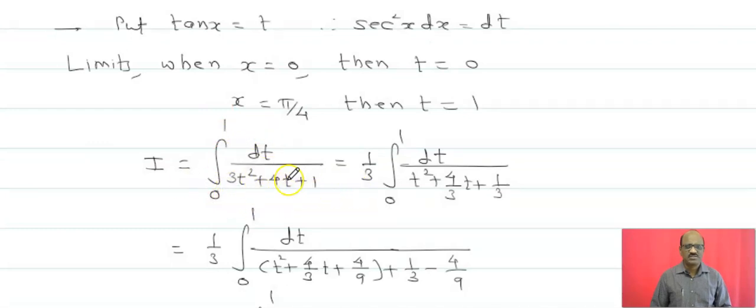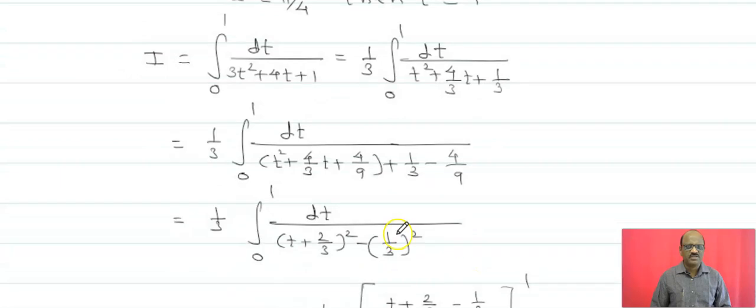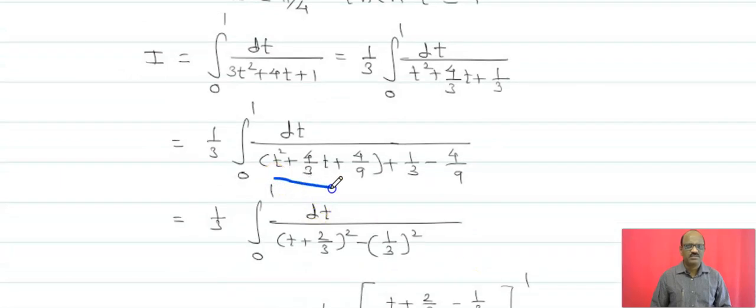Now we will solve this very simple integration. Take 1 by 3, take 3 as common, then it is 1 by 3 integral 0 to 1 dt upon t square plus 4t upon 3 plus 1 upon 3. What about the second term? This is the middle term divided by 2. Then you will get 2 upon 3, and the square of 2 upon 3 is 4 upon 9. Add 4 upon 9 and subtract 4 upon 9. Therefore, now this is the perfect square.